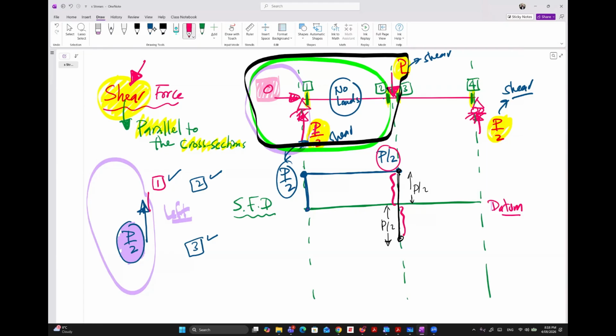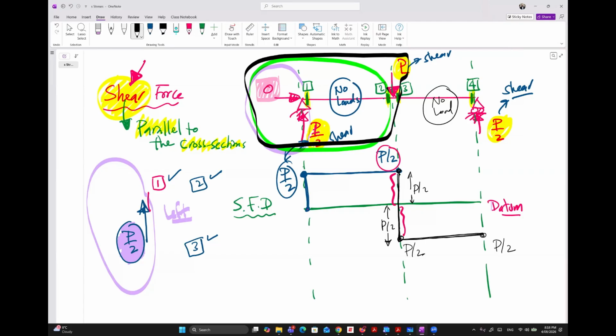No load. No load. What does this mean? There's a horizontal line to the right. Why a horizontal line? Now go up. Yeah, because there's no load between 3 and 4, right? So actually the value will stay b over 2, similar to here, b over 2.